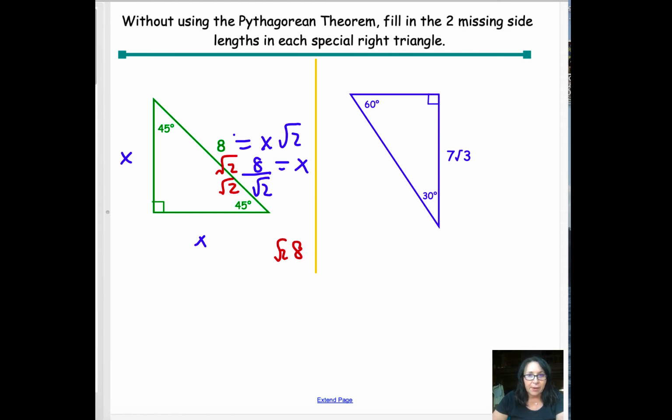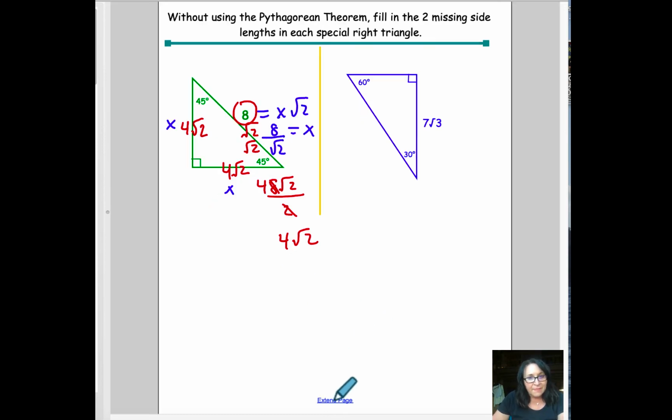And so that's going to give me 8 root 2. Oops, let me write it the other way. Let me fix that. And so I would write that as 8 root 2 over root 2 times root 2, which is root 4, which is 2. And then 2 divides into 8 4 times, and so this would be just 4 root 2. So if this is 8, then this side here would be 4 root 2, and this would also be 4 root 2.